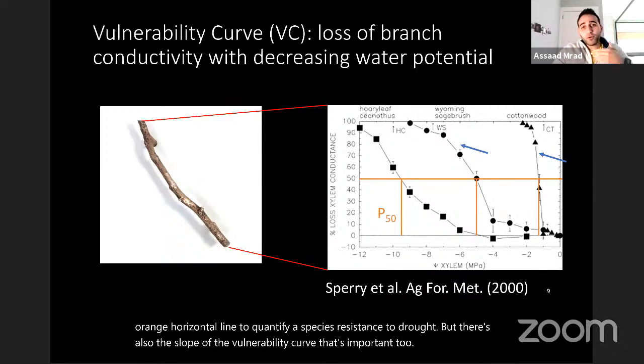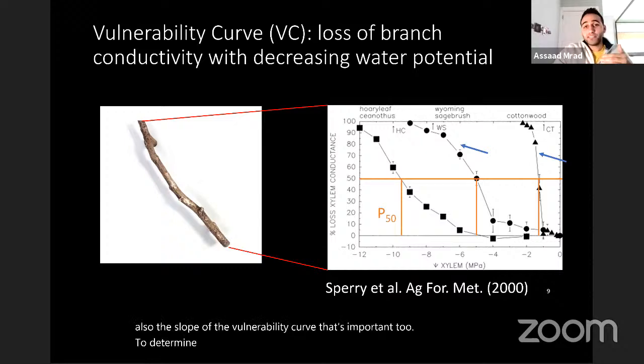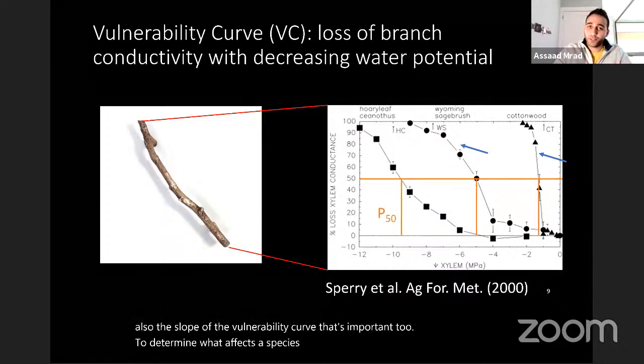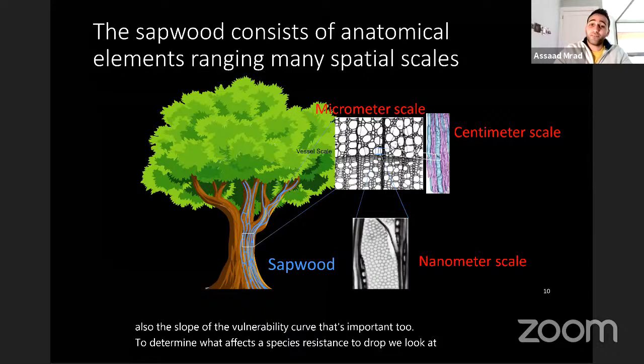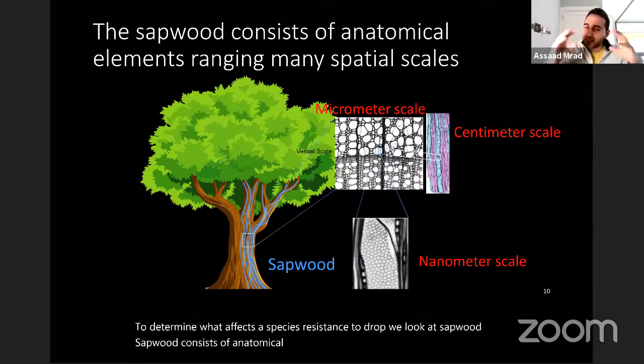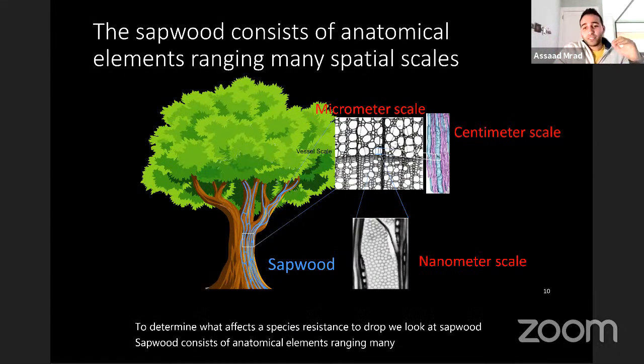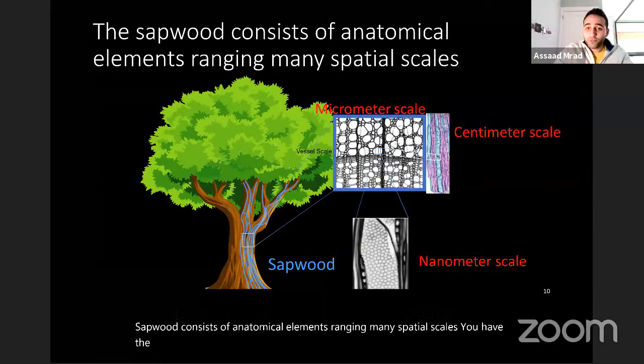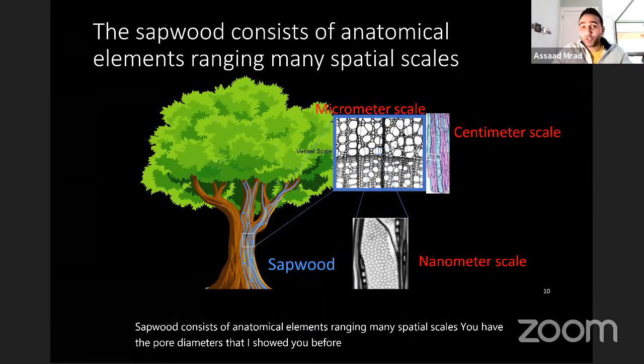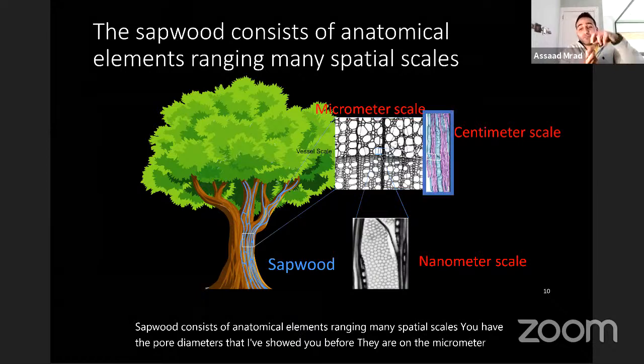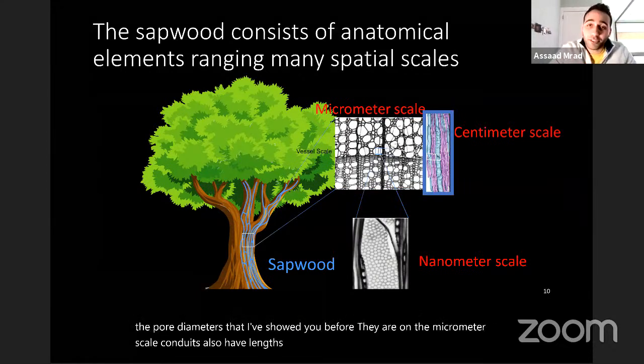To determine what affects a species' resistance to drought, we look at sapwood. Sapwood consists of anatomical elements ranging many spatial scales. You have the pore diameters that I've showed you before. They're on the micrometer scale. Conduits also have lengths, and they're usually on the centimeter scale.